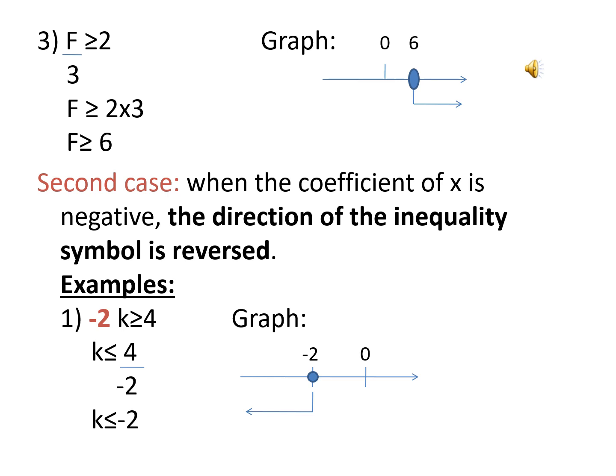Minus 2 is a negative number. To solve for k, I'm going to divide 4 by negative 2, but don't forget to reverse the inequality symbol. It's greater than or equal to; I change it to less than or equal to, since minus 2 is a negative number. k is less than or equal to 4 over minus 2. k is less than or equal to minus 2. We graph the solution.